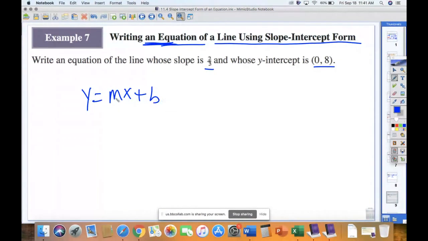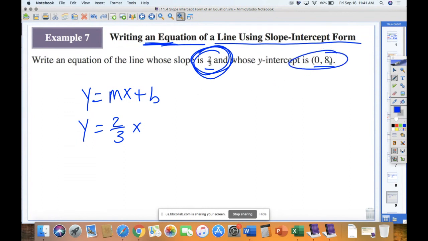And you know, m and b are the things you want to know. Well, we know m is 2 thirds. So I've already got 2 thirds: y equals 2 thirds x. I just plugged in the intercept. Hey, the intercept is 8.